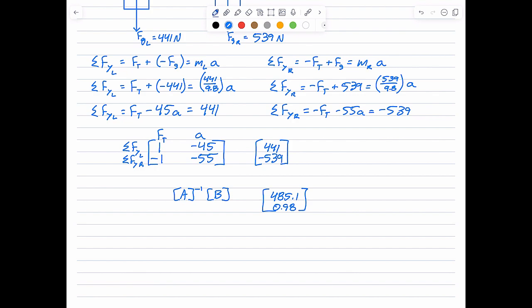And again, the labeling of your matrices in your problem is super important because the upper value in this matrix corresponds to this unknown, and the lower value of this matrix corresponds to this unknown. So our answer for this problem, F sub t, that tension force, is equal to 485.1 or 485 newtons, we'll leave it as that, and an acceleration of 0.98 meters per second squared.